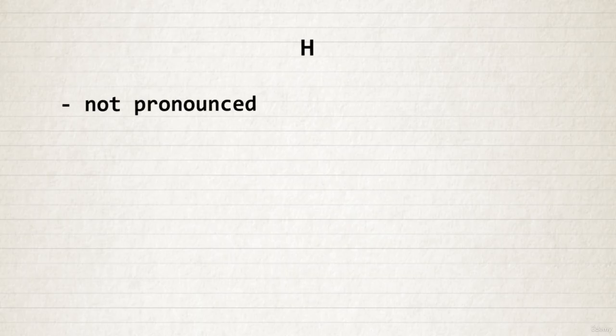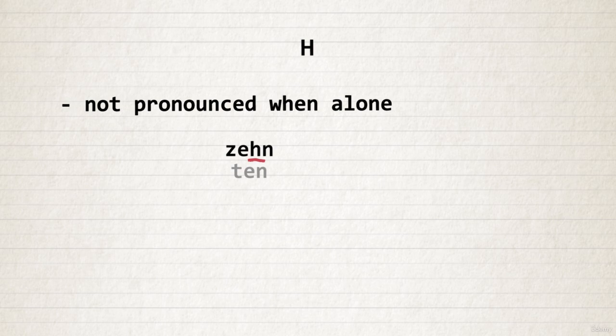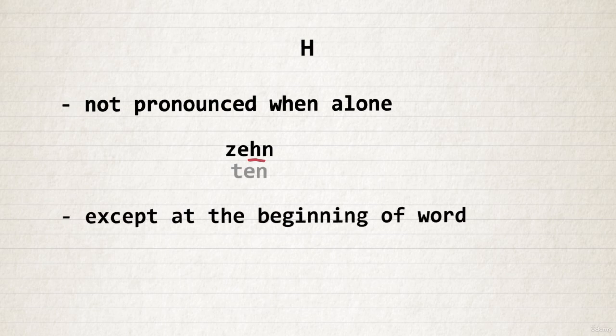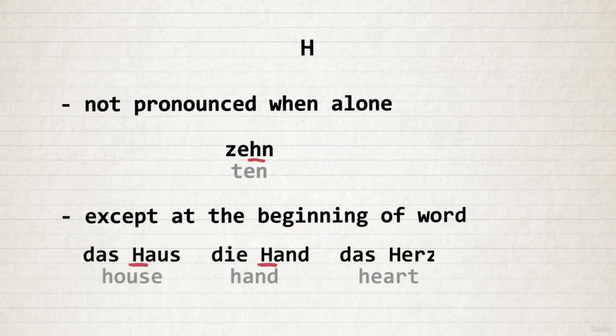There is another combination with the letter S, and it's called the SCH. But let me first tell you the story about the German H. The letter H in German is a strange little fellow. When he's alone, he will not be pronounced and stays silent. Like for example in 10. You don't hear it. Except when it's found at the beginning of the word. Then you will hear the H. Like for example in Haus, Hand, Herz, and similar.